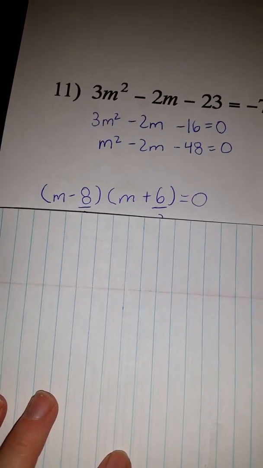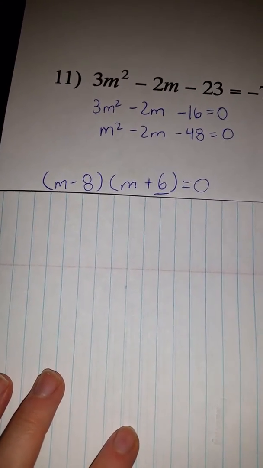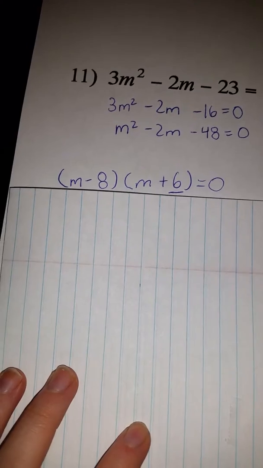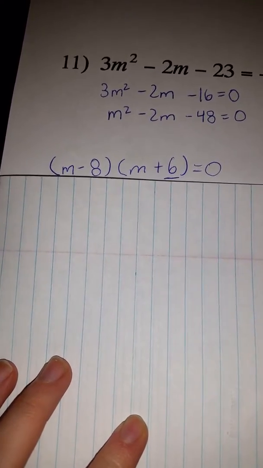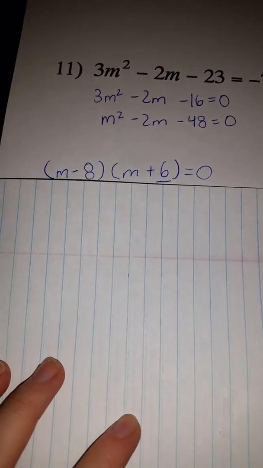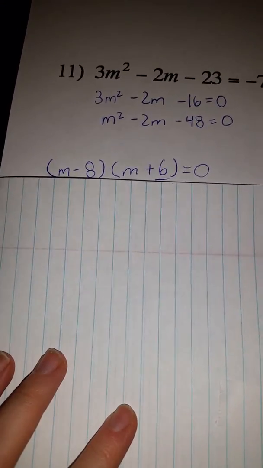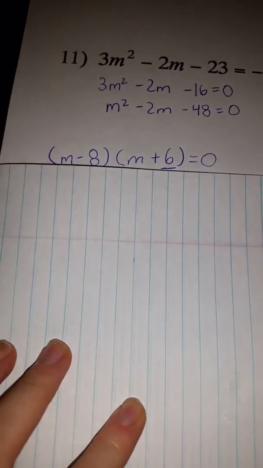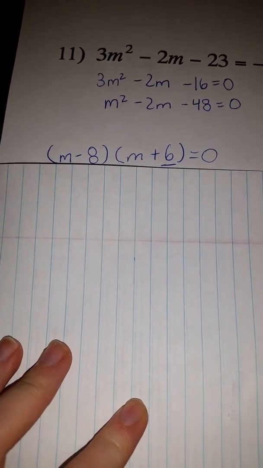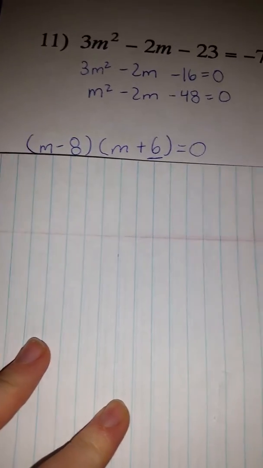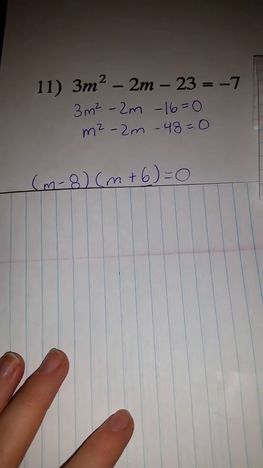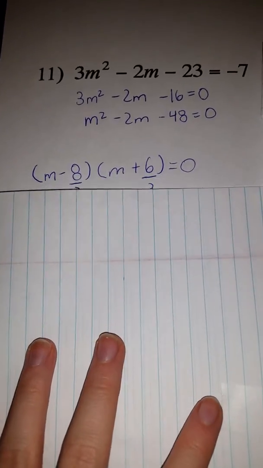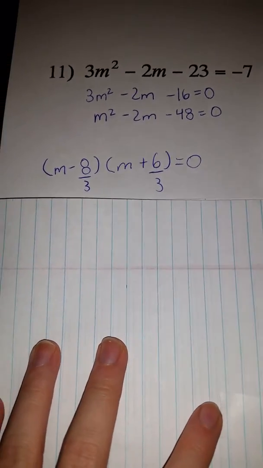So you get m minus 8 in parentheses, and then in the other parentheses you get m plus 6 equals 0. And the reason you put them in separate parentheses is because when you multiply the two m's together, that'll get you your m squared and all your other numbers you need. So then you have to divide those numbers by a. So you divide them by 3.